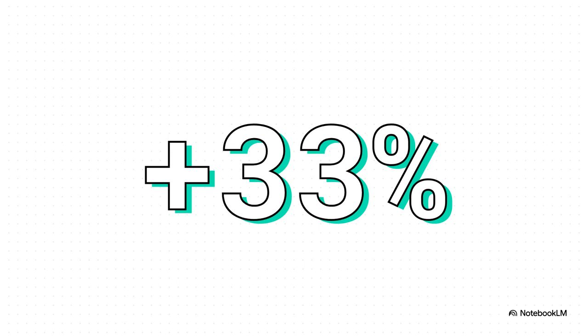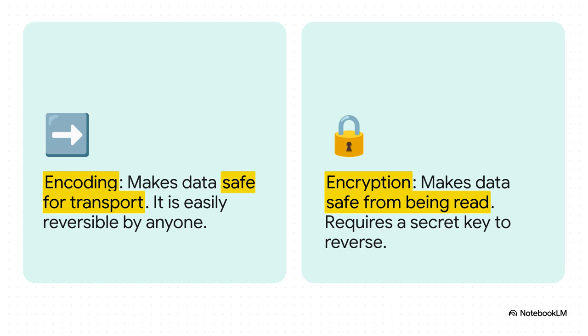And this right here is probably the most critical point of this entire explainer, so please listen up. Base64 is encoding, it is not encryption. Let me say that again. Encoding makes data safe for transport. Encryption makes data safe from being read. Anybody, and I mean anybody, can take a Base64 string and instantly decode it back to the original file. So please never, ever use Base64 to try and hide sensitive information. It offers zero security on its own.